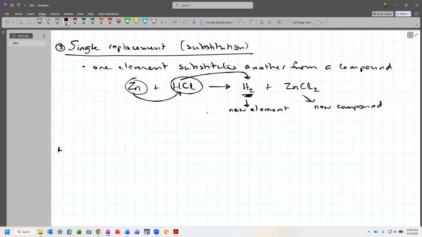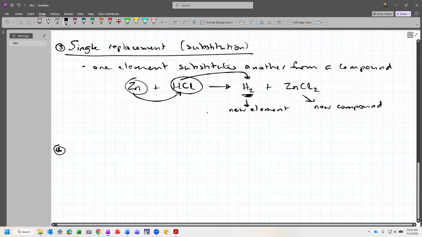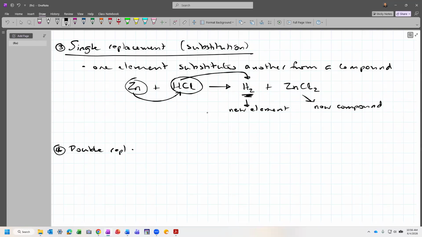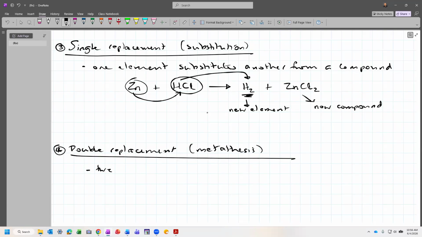If we take this one step further, we have what's called a double replacement, or sometimes this is known as a metathesis. Okay, and then here what we have is two elements that swap places in their compounds.